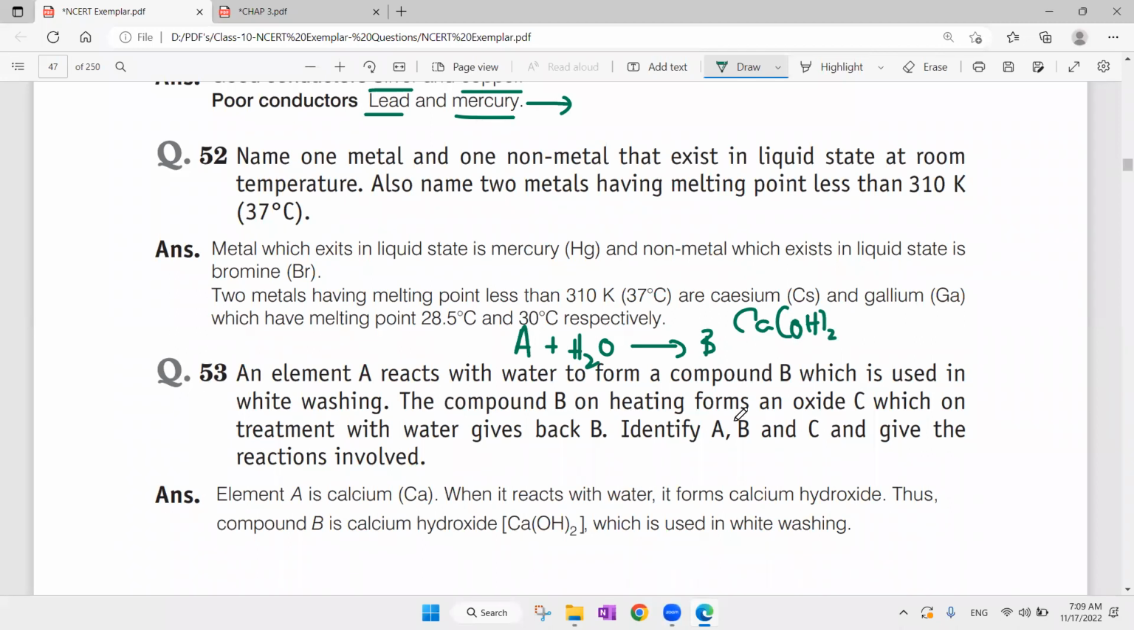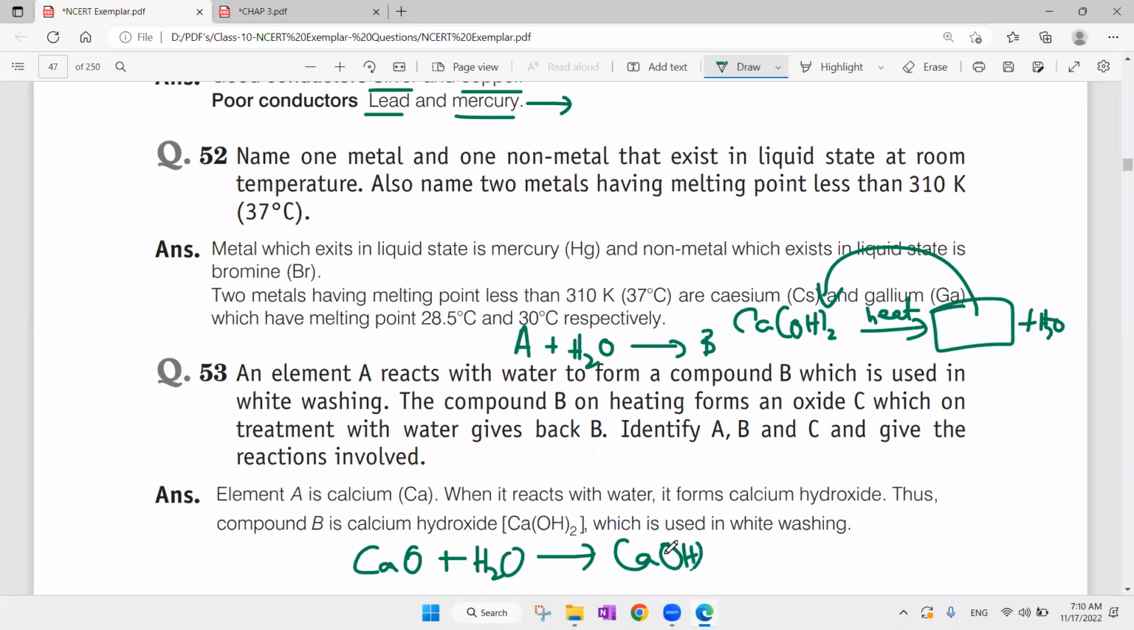The compound B on heating forms oxide C, which on treatment with water gives back B. So Ca(OH)2, if you heat, forms compound C, and if you add water again, we get Ca(OH)2. In chapter 1, we have studied that when calcium oxide is treated with water, we get Ca(OH)2. Again, if we heat that Ca(OH)2, we get CaO plus H2O. Done. From this itself, we can write all answers.